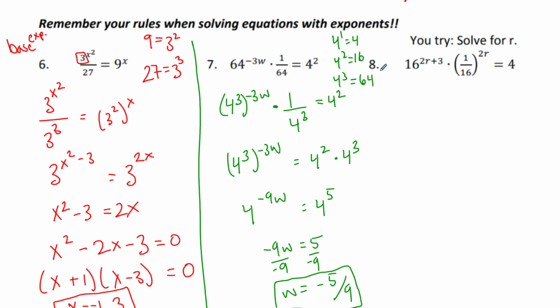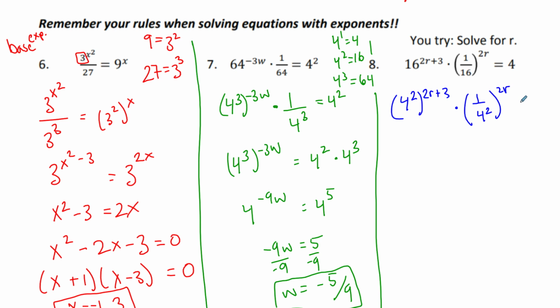All right. I'd like you to take a moment, see if you can solve number 8. So go ahead, pause the video, try to solve number 8 if you can. I think you can. I believe in you. All right, let's look at my solution here. So I see that I have a 16 and a 4. My smallest base is 4. So I can write 16 as 4 squared. So I have 4 squared to the 2r plus 3. I have 1 over 4 squared to the 2r.